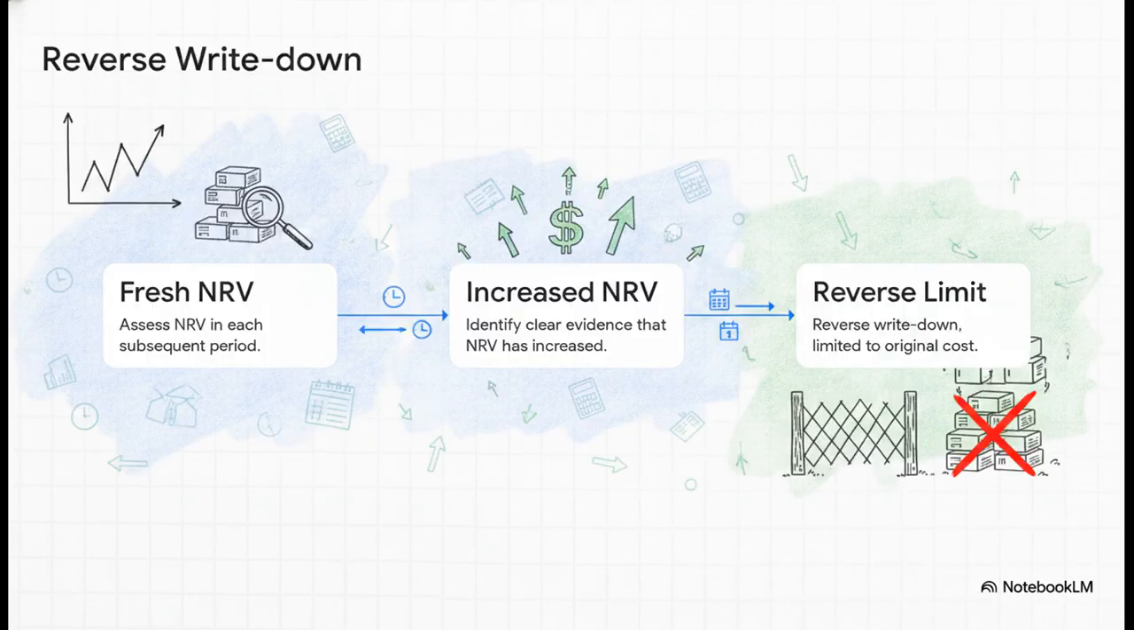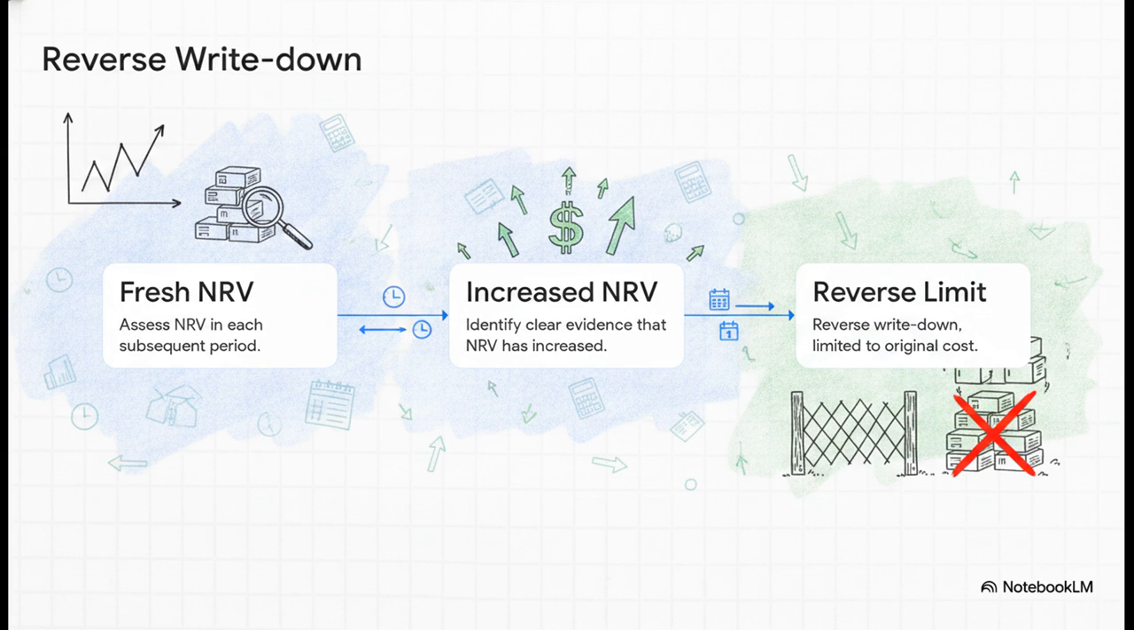But what happens if business conditions actually improve? Say you wrote down inventory last year because of a market slump, but now prices have surged right back up. Well, IAS 2 requires a fresh NRV assessment in each subsequent period. If there is clear evidence that the NRV has increased, you are allowed to reverse that earlier write-down.